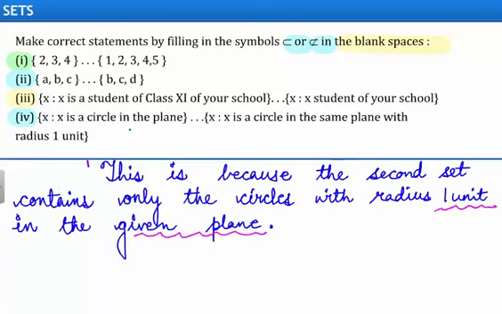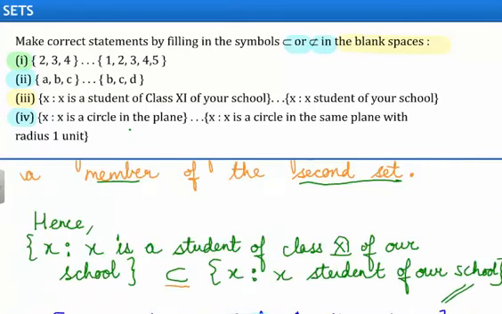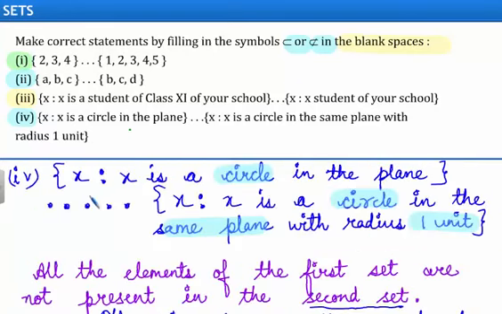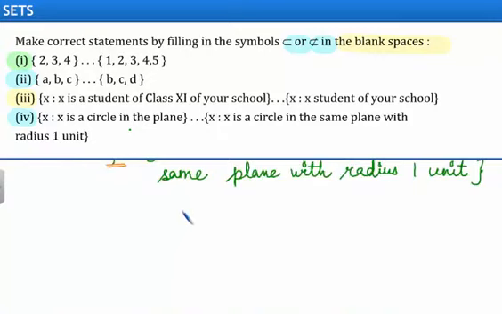Hence, we can conclude that the first set is not a subset of the second set. So we can fill this with this symbol, the symbol of not a subset of. So the first set is not a subset of the second set. So with this we come to the end of the solution of this question.